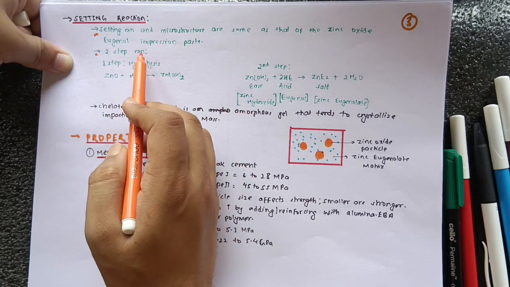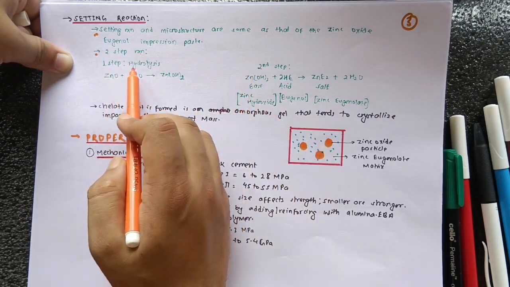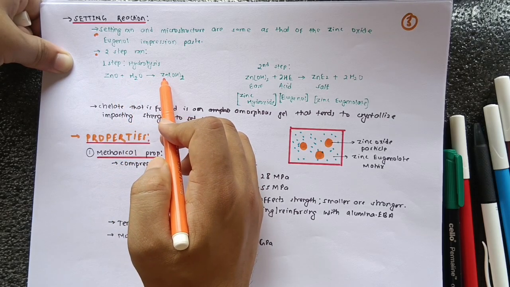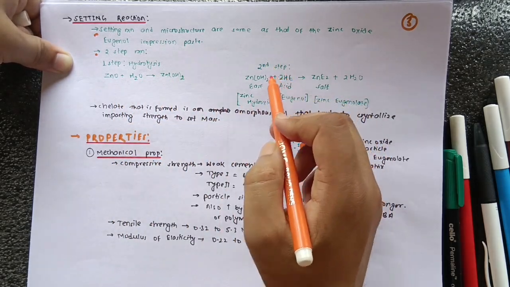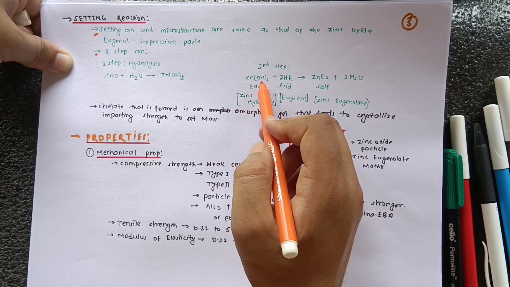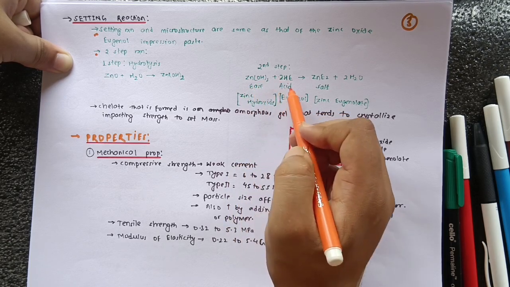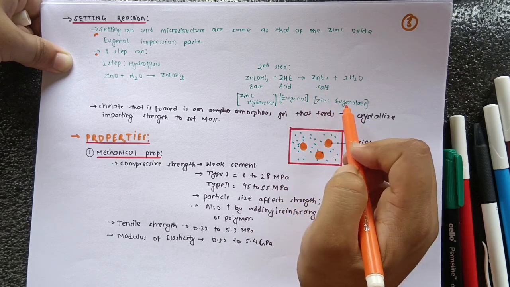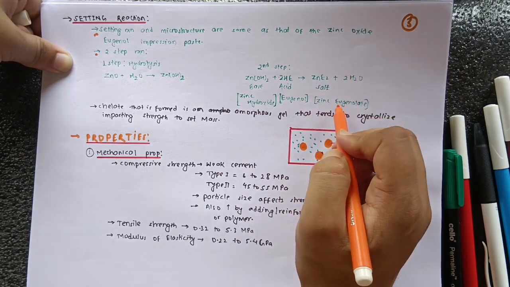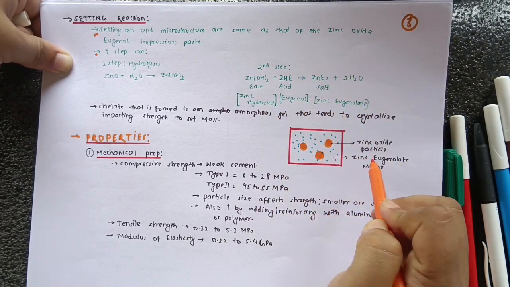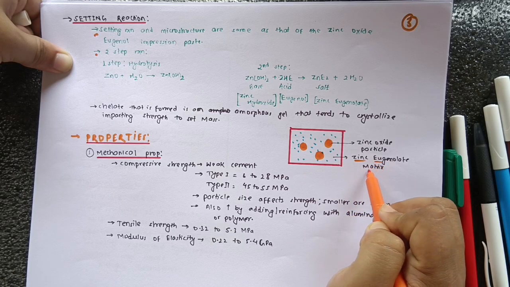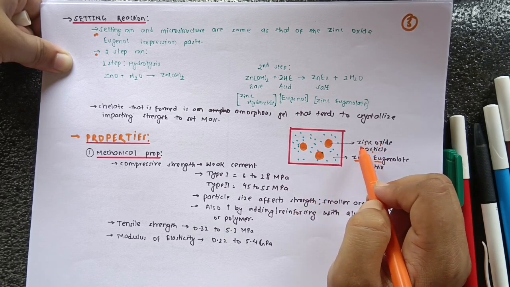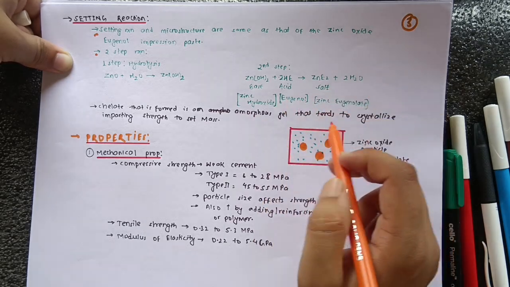So a two-step reaction is there, first step and second step. In the first step there is hydrolysis: zinc oxide reacts with H2O and forms zinc hydroxide. In the second step the zinc hydroxide that is formed acts as a base, and the eugenol, which is 2H, acts as an acid, and forms a salt, zinc eugenolate, and 2H2O. So zinc eugenolate forms the matrix, in which zinc oxide particles are present. So this is the structure of the set mass.